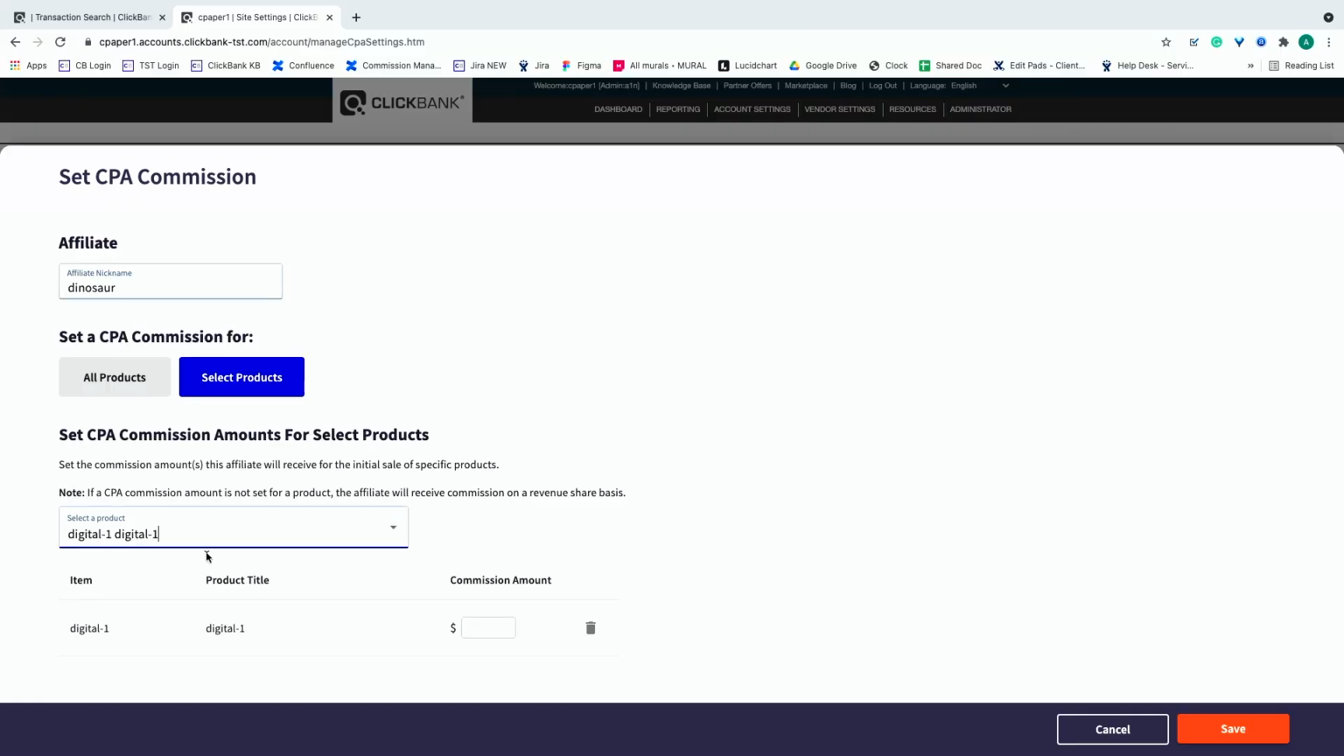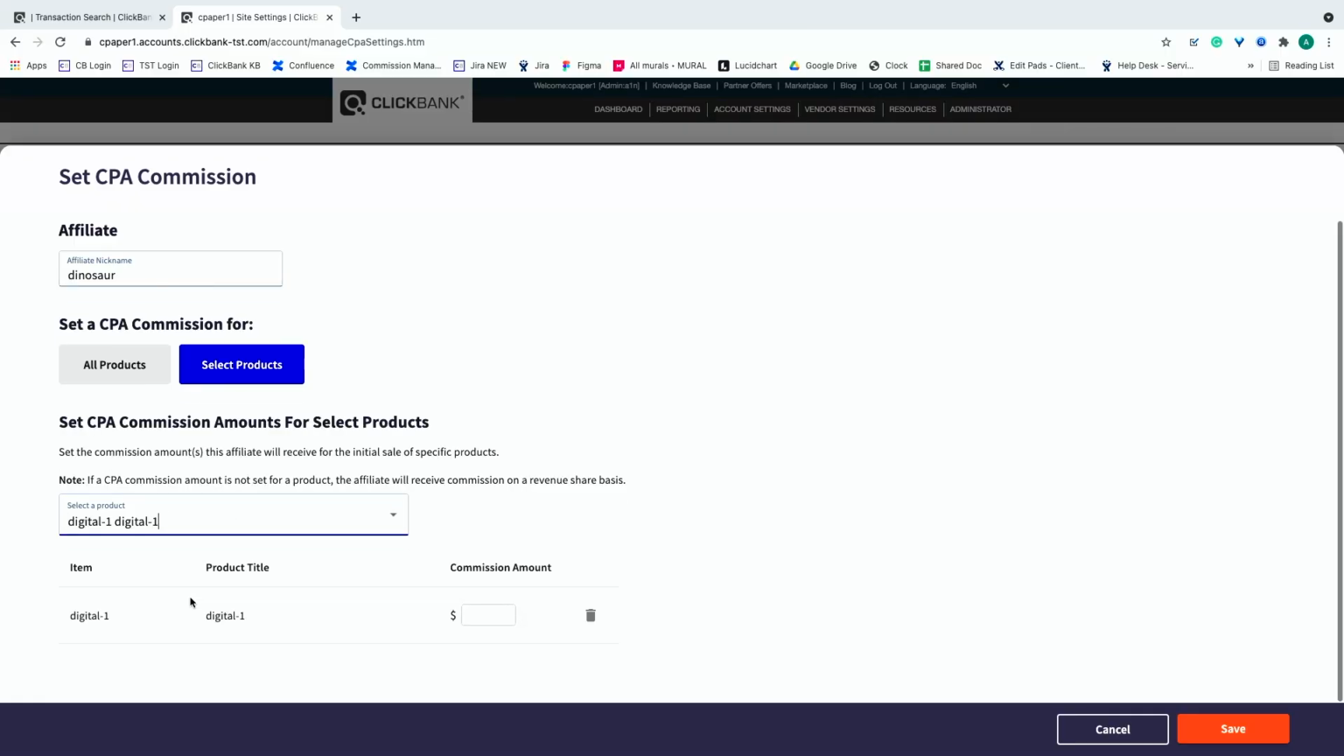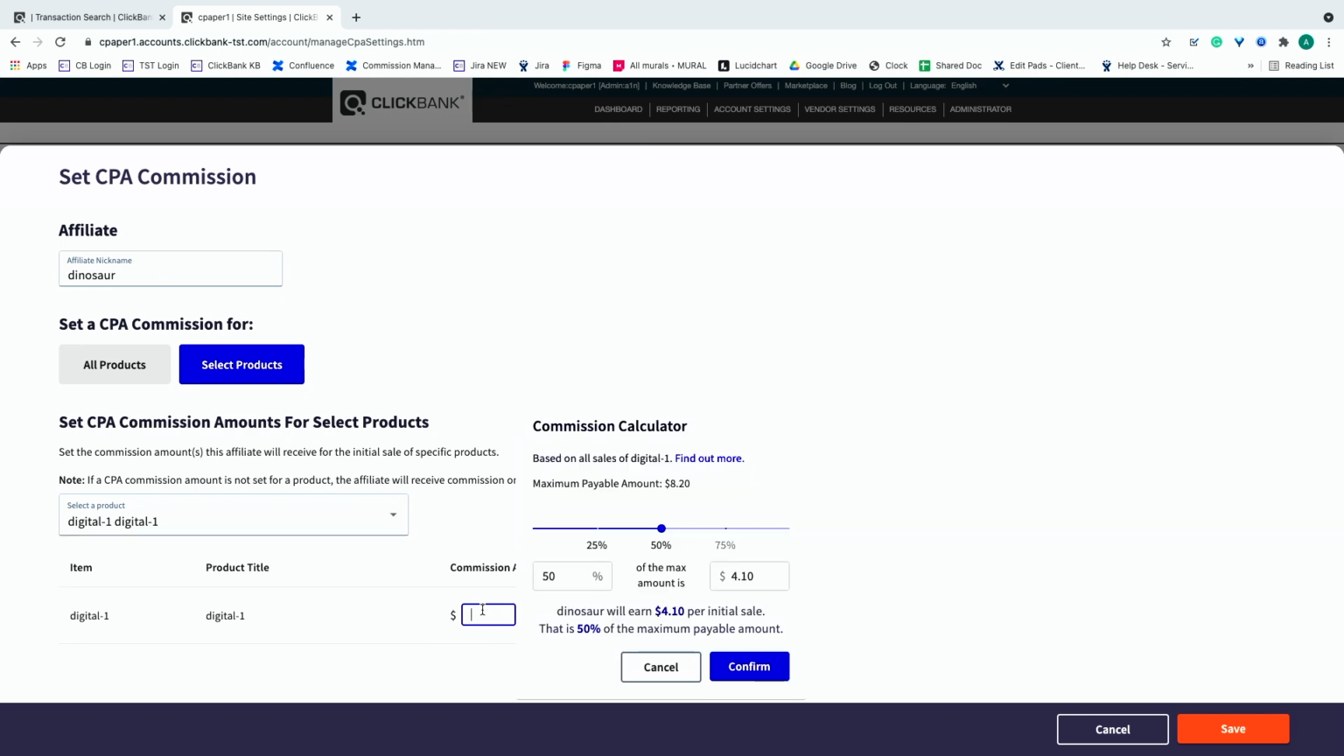Oh, cool. Okay. And so this calculator, can we talk about this a little bit? What's happening here? Yeah. So when you go to set a commission amount, it pops up this commission calculator that helps you to answer how much should I pay my affiliate on a CPA basis. And it's probably the coolest thing that we've achieved with this.